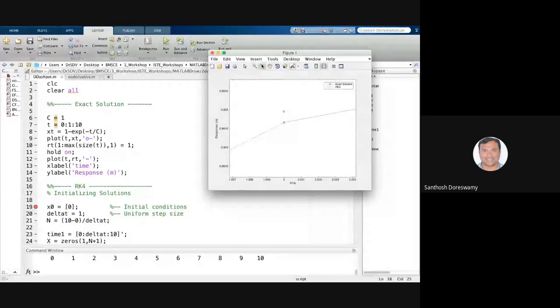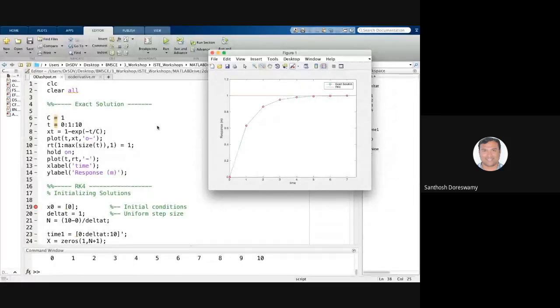We should be happy that we have at least captured the trend in the graph depicted by the exact solution. So we have a match of the exact solution points at equal time steps and the corresponding points computed from the RK4 technique.